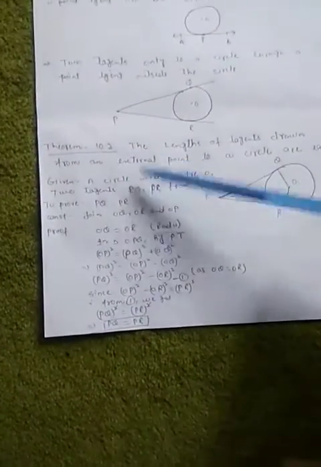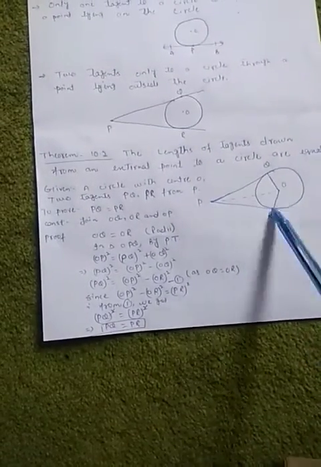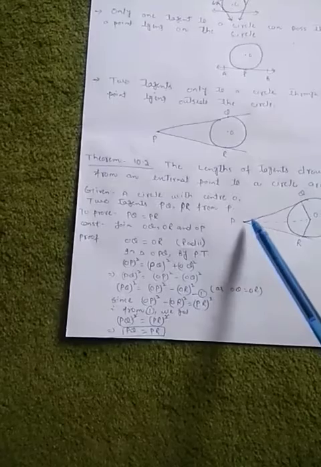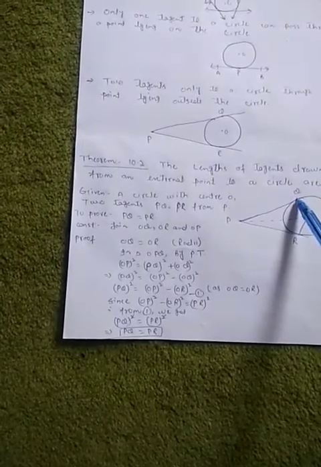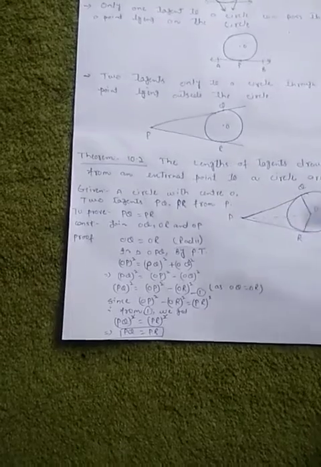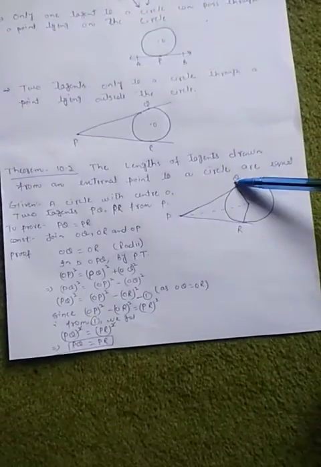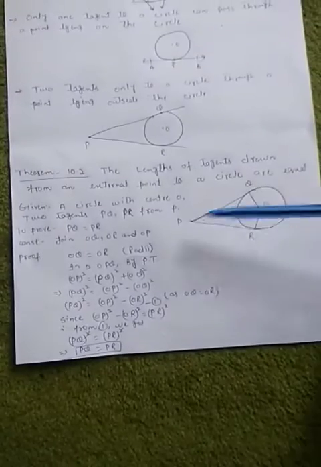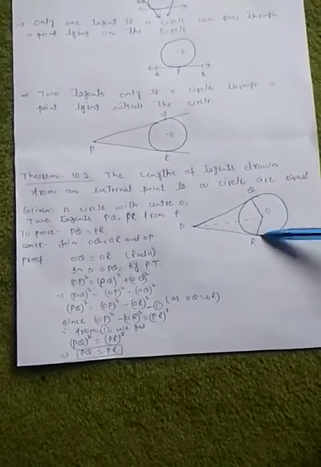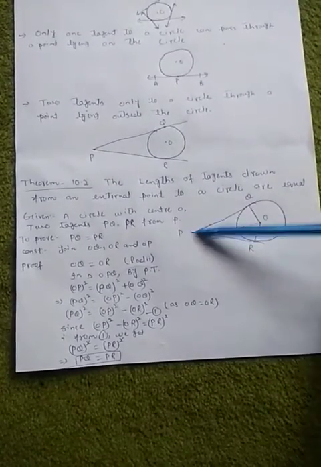Here we are given a circle with center O and 2 tangents PQ and PR. What we have to prove? We have to prove that the length of tangent PQ is equal to the length of tangent PR. For that purpose, we join OQ, OR and OP. Since OQ and OR are the radius, and we know the relationship between the radius and the tangent, OQ is perpendicular to the tangent PQ and OR is perpendicular to the tangent PR, because OR is a radius, PR is a tangent, OQ is a radius, PQ is a tangent.